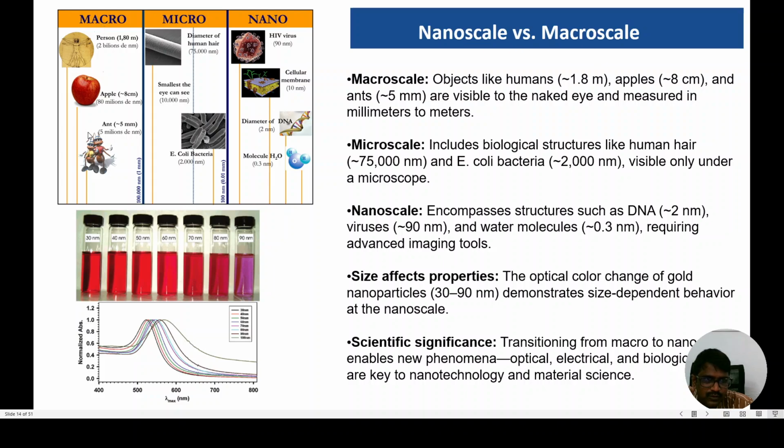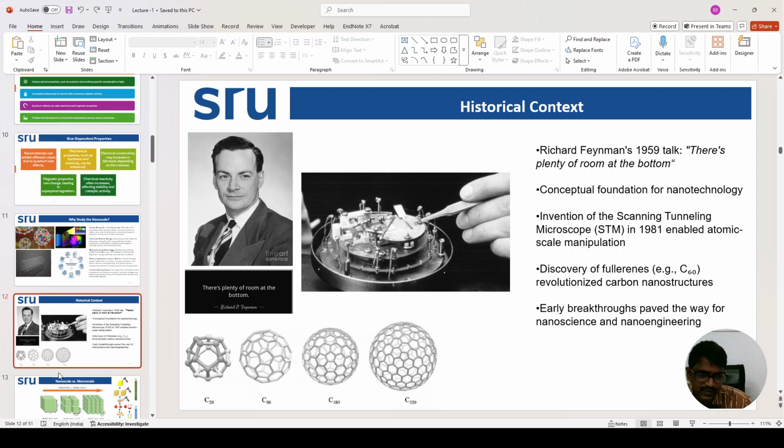If you see macro size, micro size and nano size, we already saw the same information through some other picture previously. Objects like humans, apples, ants, these all come under macro size, and this is micro and nano. So macro size, micro size, nanoscale, and size affects properties. If you see this one, this figure is very interesting.